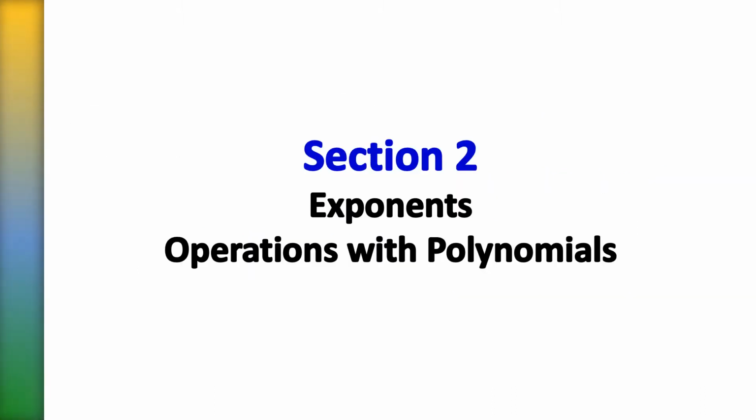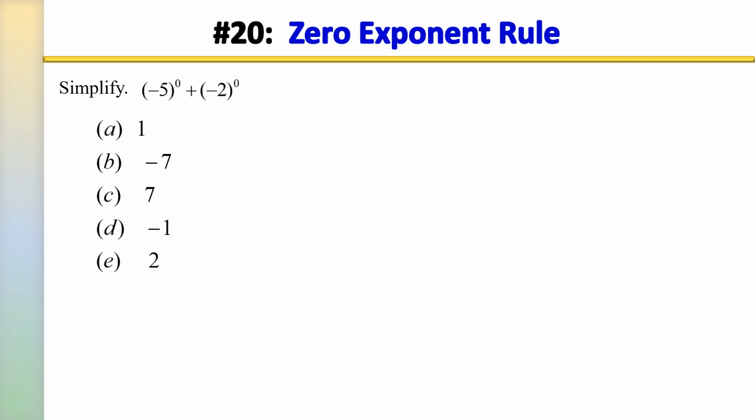Section 2, Exponents, Operations with Polynomials. Number 20, simplify: -5 to the 0 power plus -2 to the 0 power. What is the correct answer? Choice E is the correct answer.